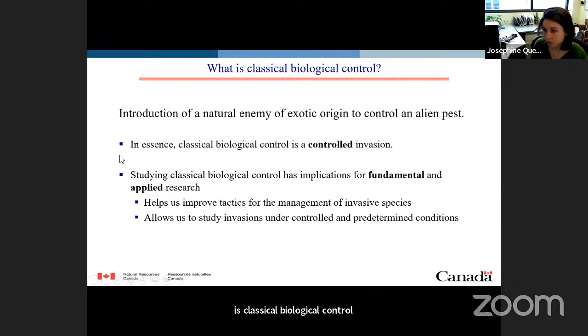So classical biological control is an introduction of a natural enemy of exotic origin to control an alien pest. So we basically go into the native range of the alien pest, and we find natural enemies in the native range and then introduce them into a new area. So in essence, classical biological control is a controlled invasion. This means that studying classical biological control has implications for fundamental and applied research, since it will help us improve tactics for the management of invasive species, but also allow us to study invasions under controlled and predetermined conditions.